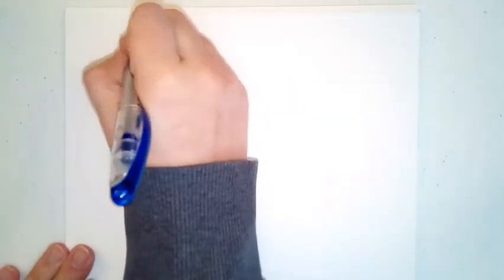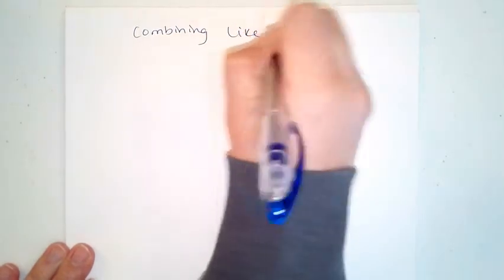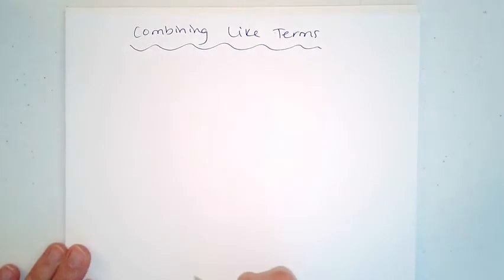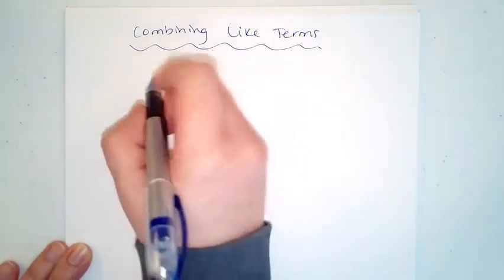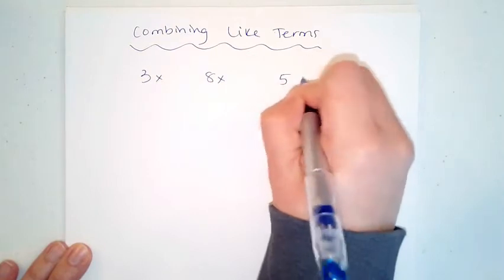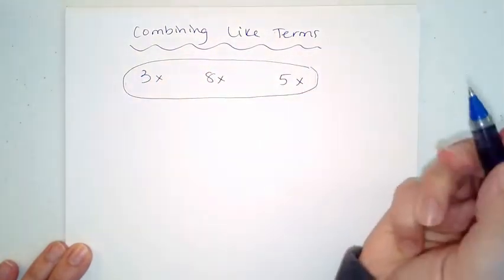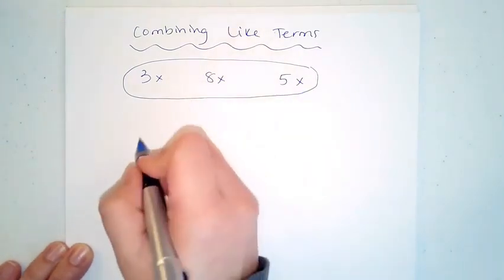Okay, so combining like terms. For solving equations, combining like terms in general just means grouping up things that are the same. So if we looked at all of these terms, 3x, 8x, 5x, these are all like terms, and the reason why is because they each have an x. Okay, now let me throw a curveball, right?